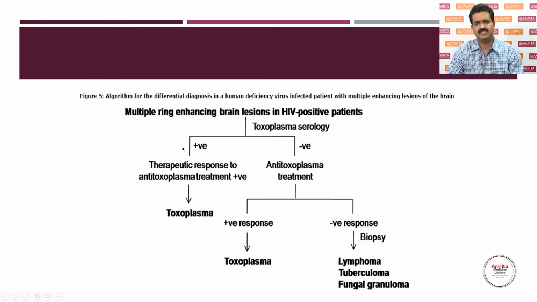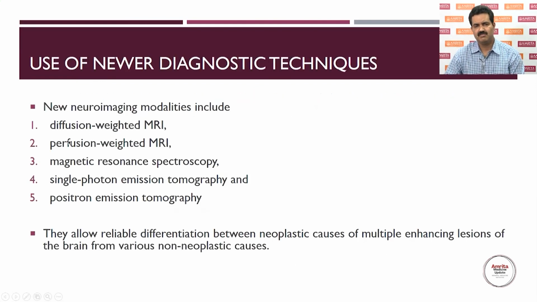In HIV positive patients, mostly it is toxoplasma. So we give empirical therapy. We try to diagnose it by toxoplasma serology, and even if negative, we'll give toxoplasma treatment. We'll look for response, and if it is not responding to treatment, then we'll go for biopsy. It could be lymphoma, primary CNS lymphoma in HIV patients, or tuberculoma or fungal. MR diffusion, MR perfusion, MR spectroscopy, all these things can be useful. Also PET scan allows us to know further features without doing a biopsy.